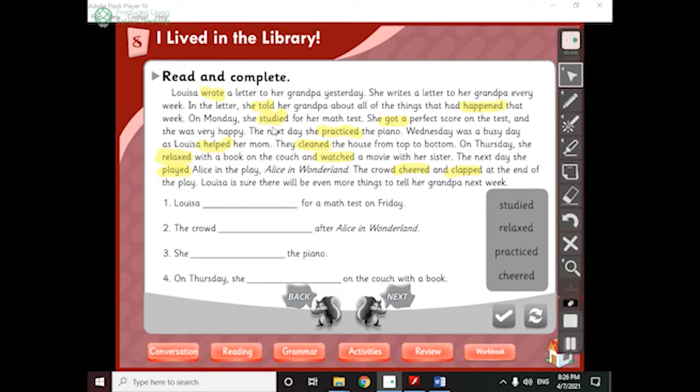First of all, I will read the paragraph, then we will write the correct word in the blank. Louisa wrote a letter to her grandpa yesterday. She writes a letter to her grandpa every week. In the letter, she told her grandpa about all of the things that had happened that week.